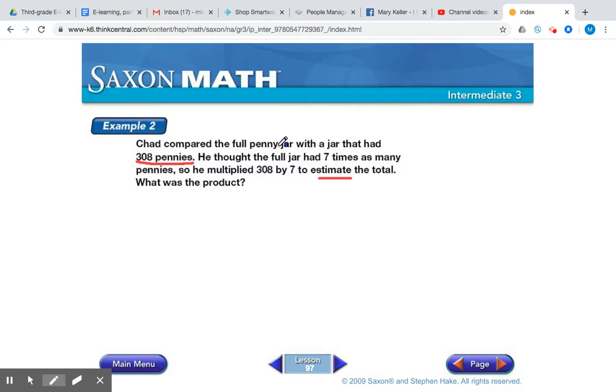He compared it to another jar. So he doesn't know exactly how many pennies are in this larger jar, so that's why it tells us to estimate. That does not mean in this problem that we need to estimate. He's doing that for us. We are just multiplying 308 by 7 to see about how many pennies were in that large jar. So 308 times 7. So 8 times 7 is, if you said 56, you are correct.